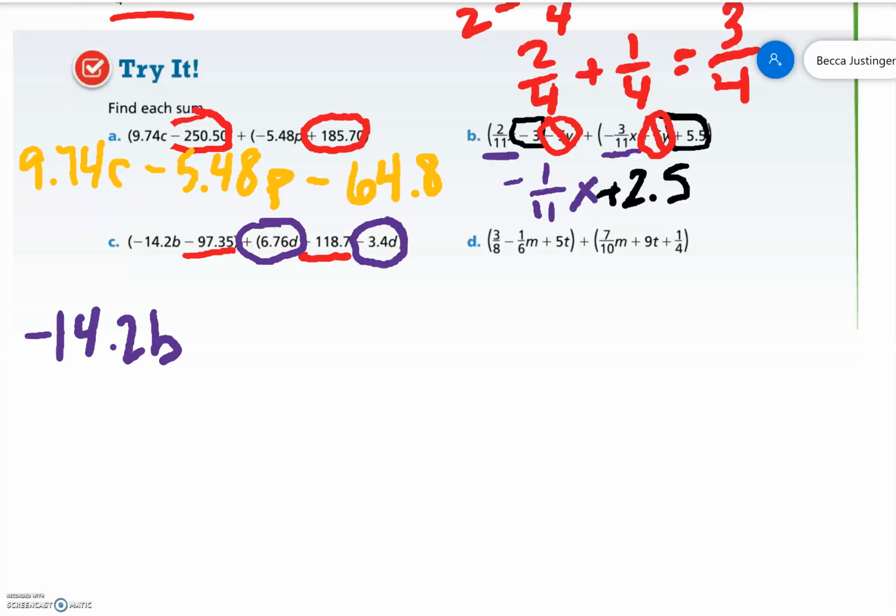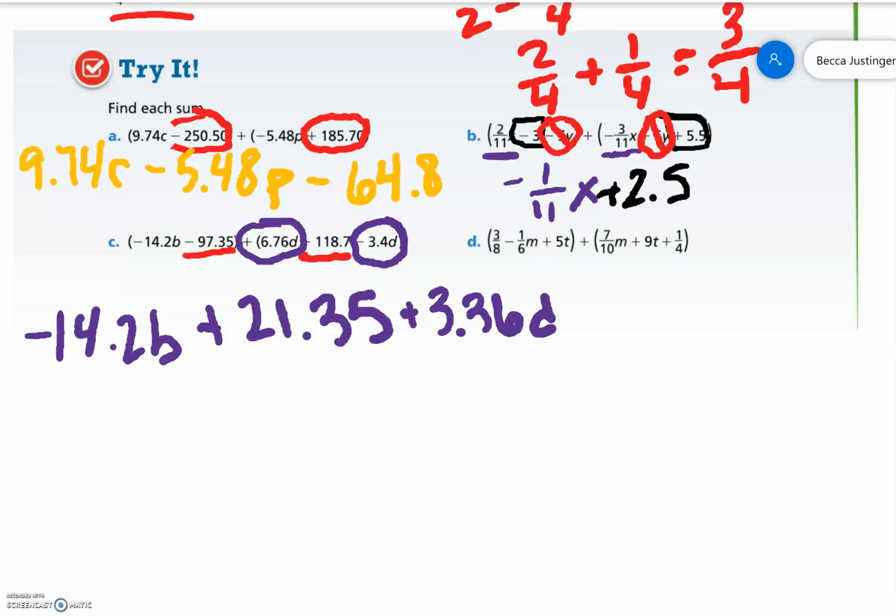Then I take out my calculator, I do -97.35 plus 118.7 to give us a +21.35. And then combine the d's, 6.76 minus 3.4 gives us +3.36d.